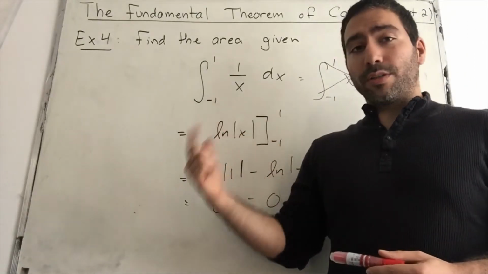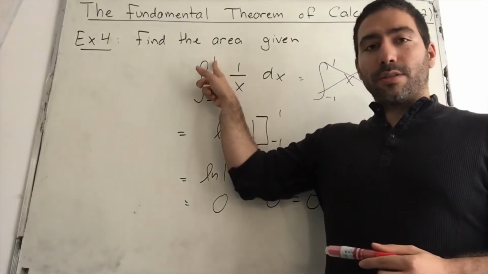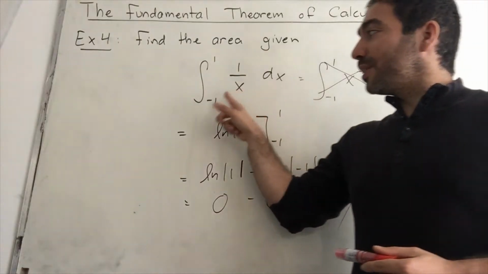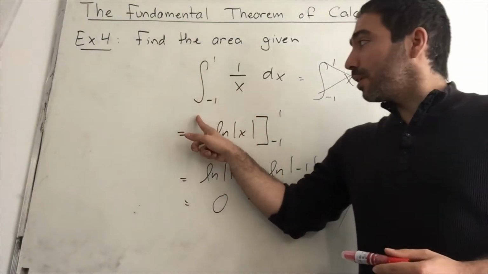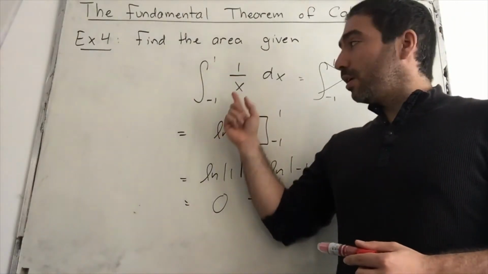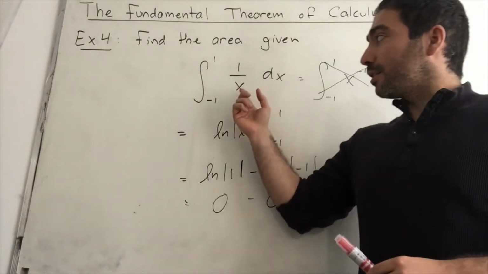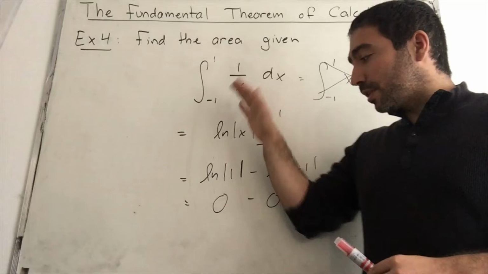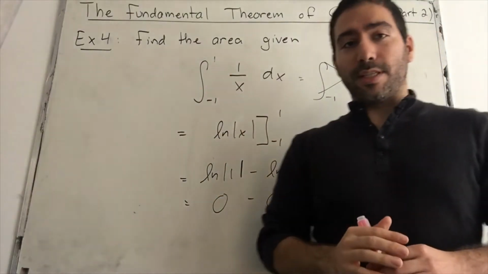The interval that we're currently working on is from -1 to 0. Is 1 over x continuous on the given interval, on this closed interval here? No, it's not, because at 0, which is between -1 and 1, it's undefined. We're dividing by 0. So all this is wrong. You cannot apply FTC part 2 here.